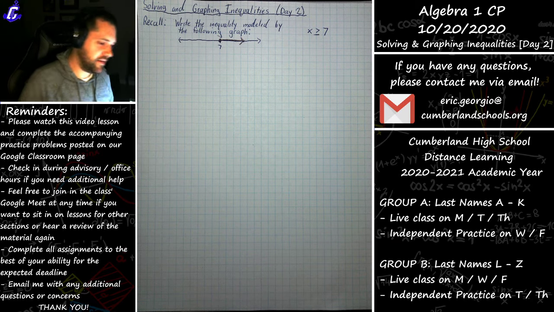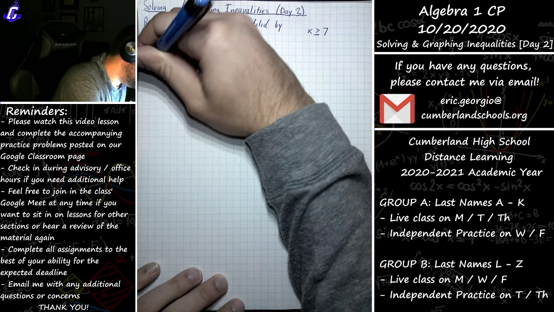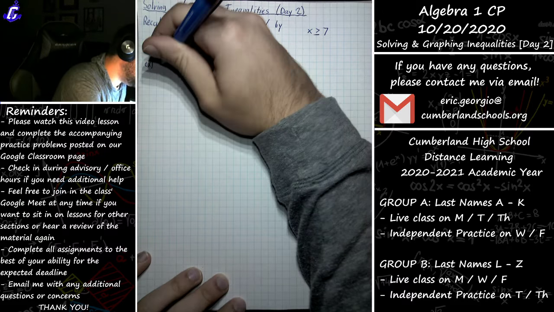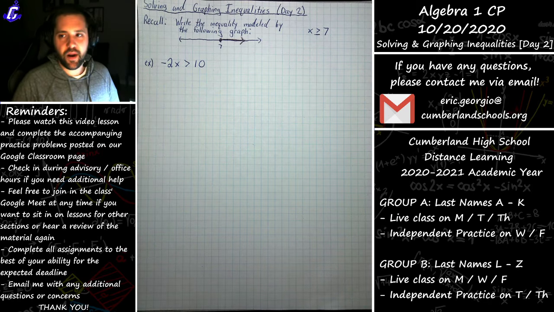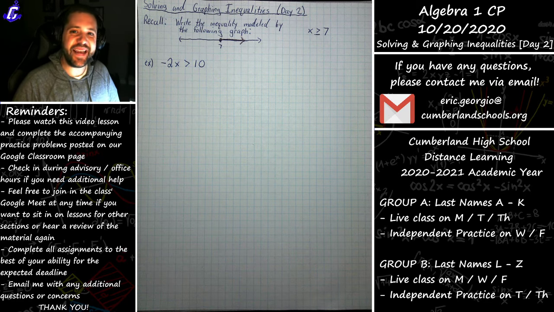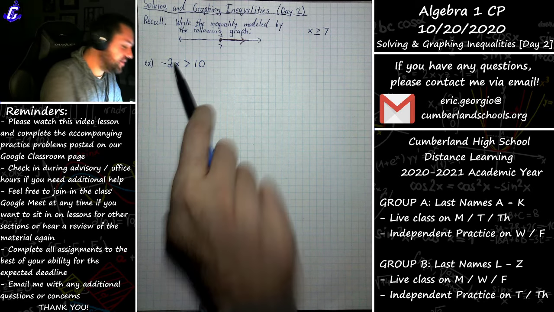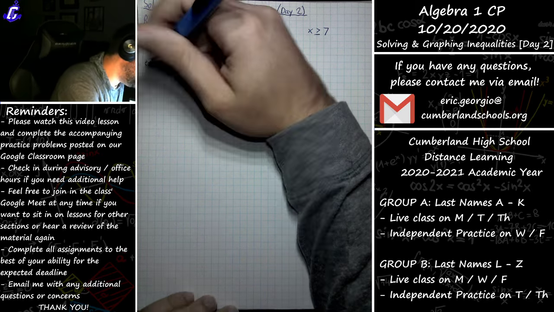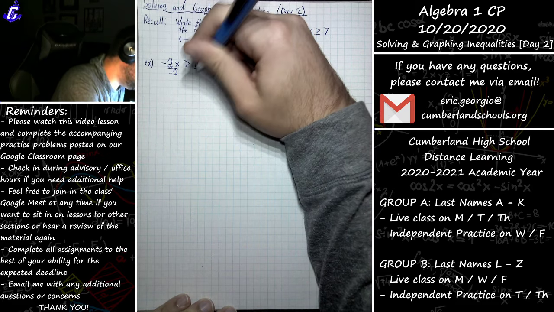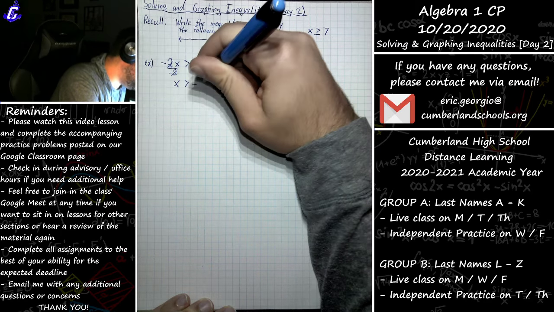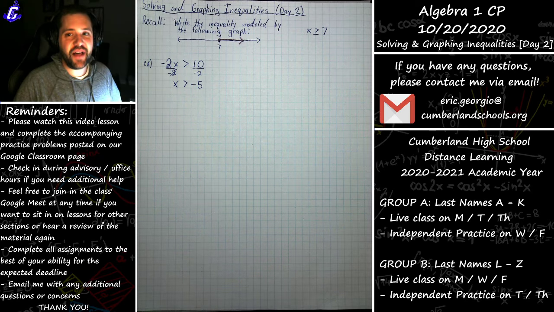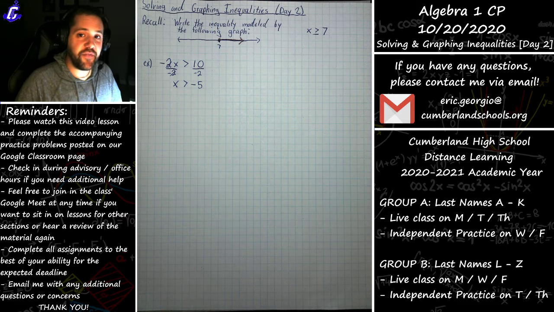But let me hit you with this. You ready? What if I had this example? Negative 2 times x is greater than 10. All right. And I asked you to solve and graph this inequality. Well, you might be like, easy peasy. It's one step. Negative 2 times x. How can I undo that multiplication by negative 2? Well, let's divide by negative 2 on both sides. That means I'm going to get x is greater than negative 5, right? Meaning that any x value greater than negative 5 would satisfy this inequality, right?